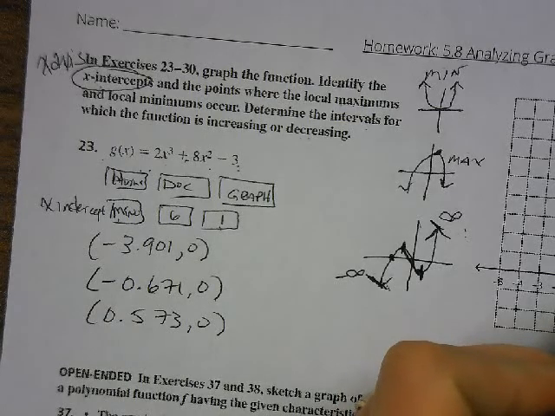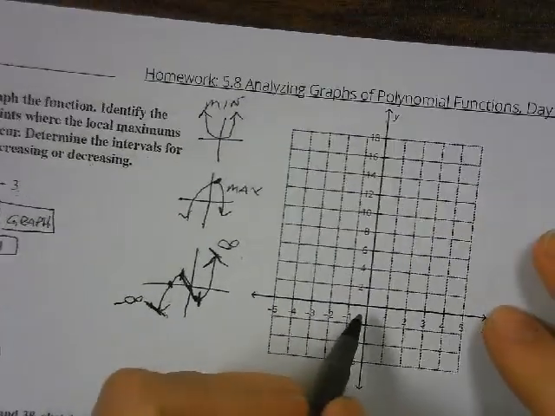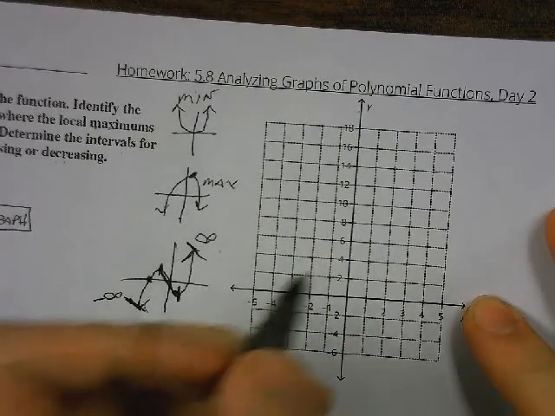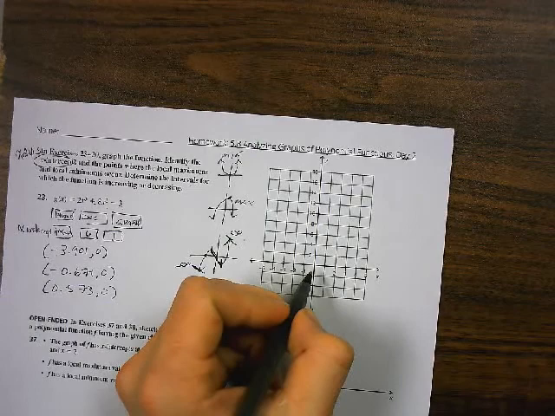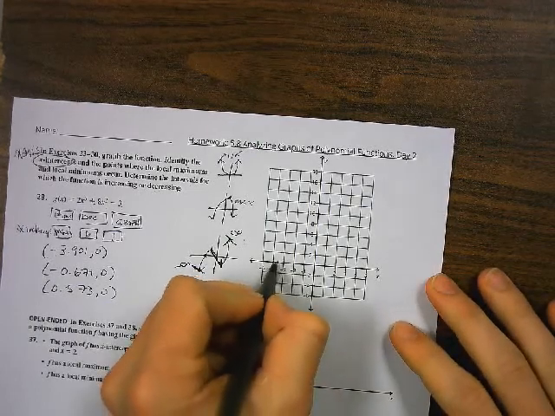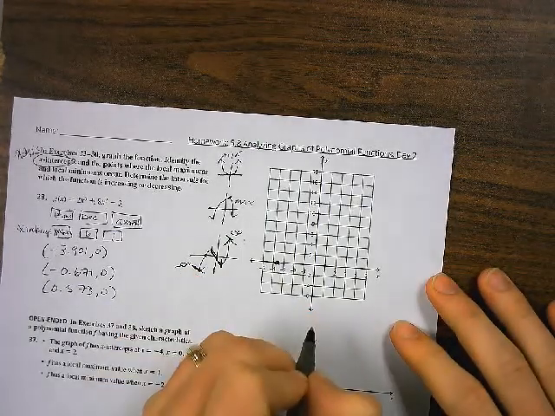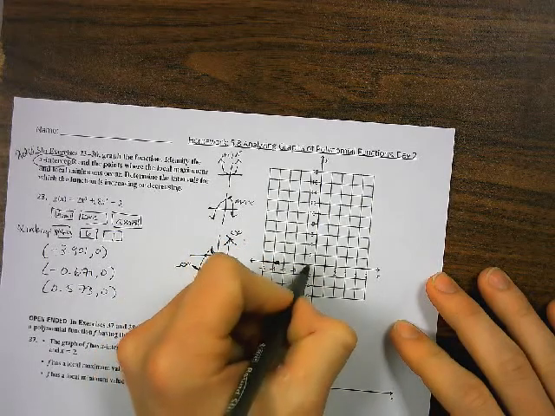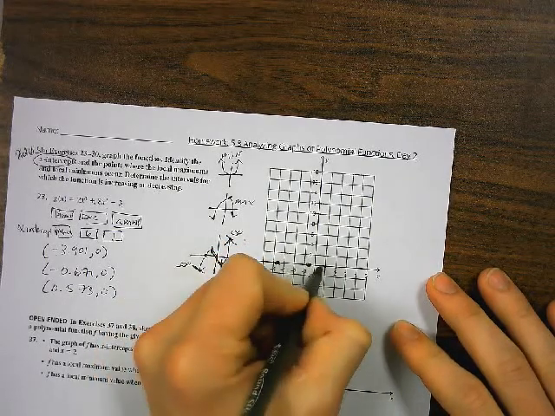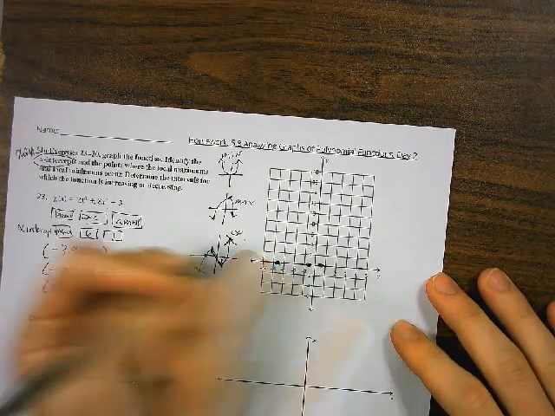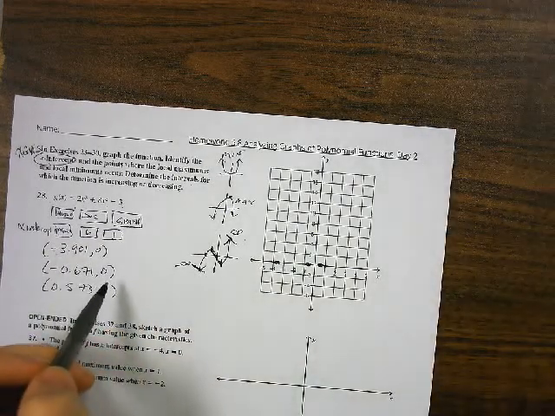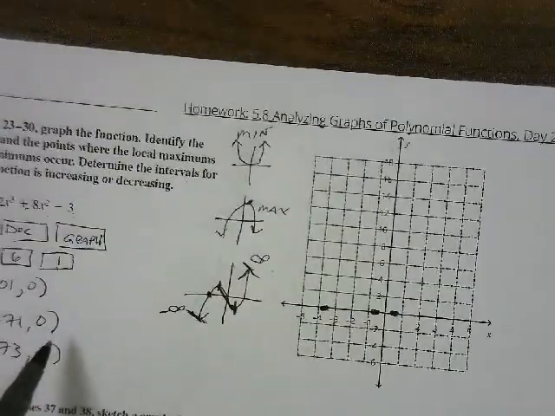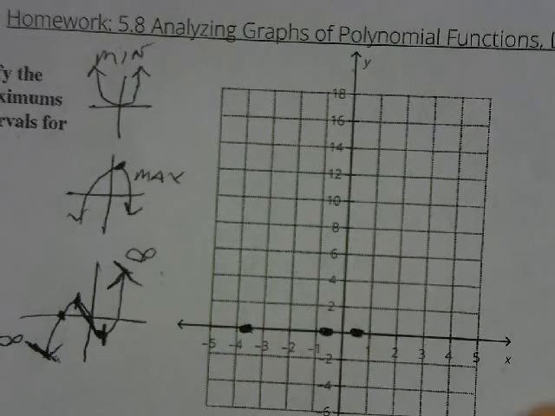So come over to your graph, and the first one you're going to plot is -3.901. So we come over here, -3.9 is probably about right here. And then we'll also go to -0.6, and then +0.5. These roots are all crosses, and we'll talk a little bit about that here in just one second, what that means. Alright, so we have our x-intercepts labeled here.